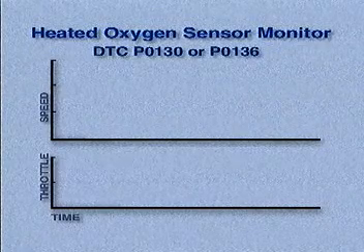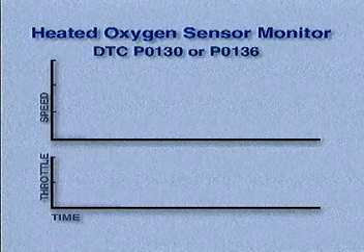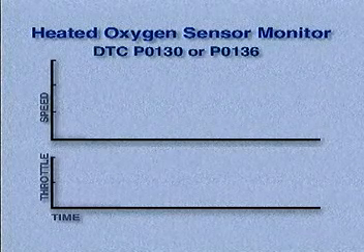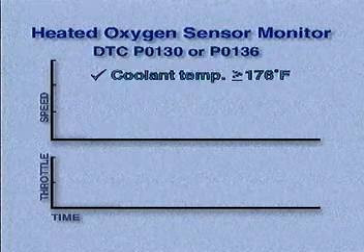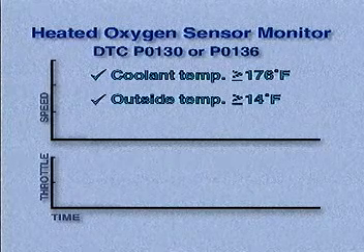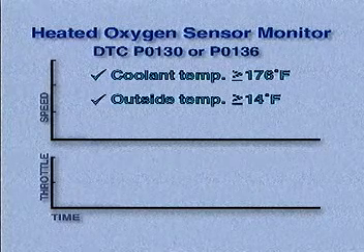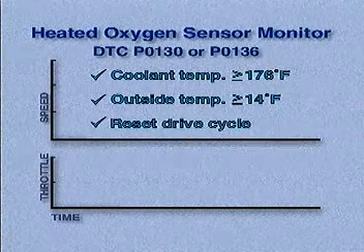After correcting the problem, verify the repair with this drive cycle. It can be completed in approximately 5 minutes or less. With the engine running and fully warmed up, coolant temperature 176 degrees Fahrenheit or more, and an outside temperature of 14 degrees Fahrenheit or more, turn off the ignition switch to reset the drive cycle.